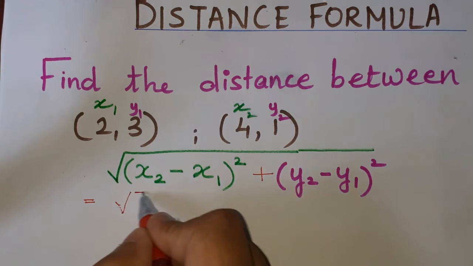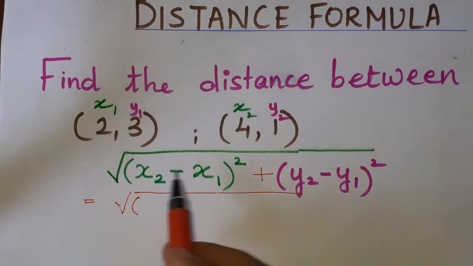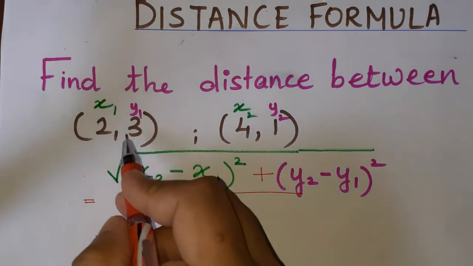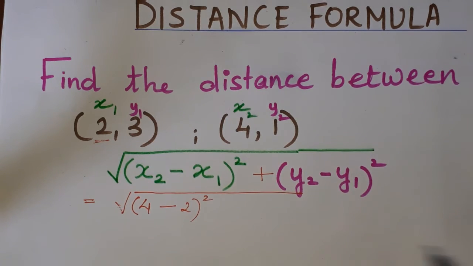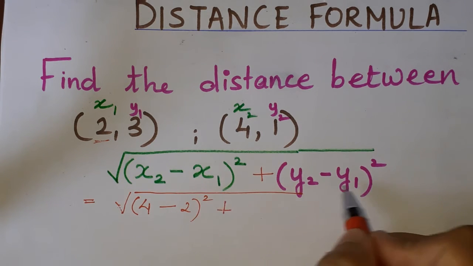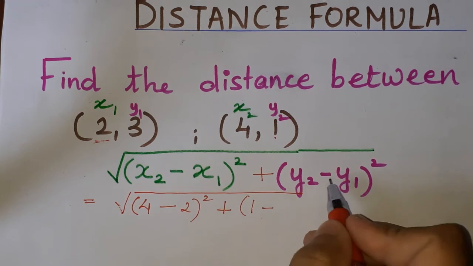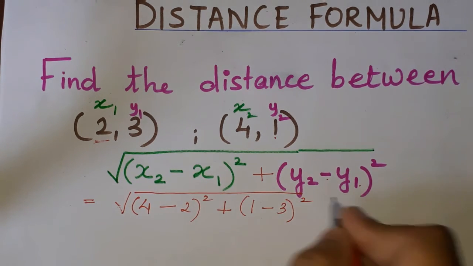Root, bracket. First we have to put the value of x2. What is x2? It is 4. 4 minus x1, which is 2, square, plus y2 minus y1. So y2 is how much? 1, minus y1. y1 is 3, the whole square.